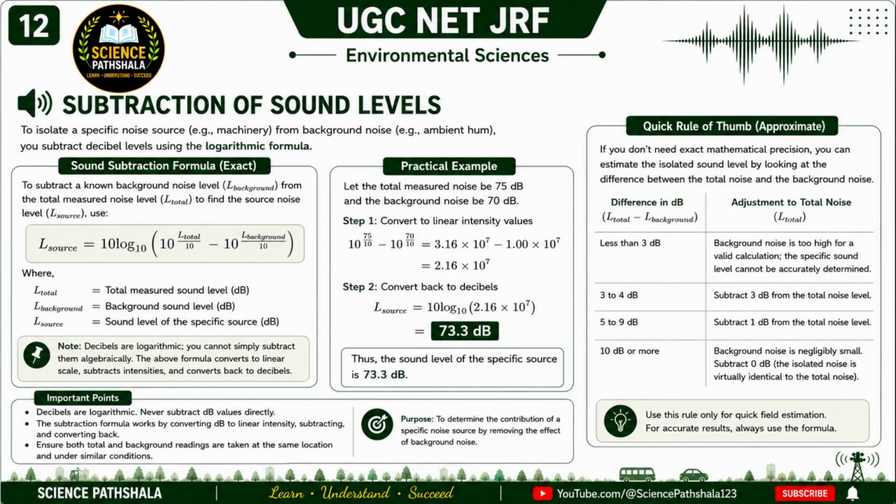It is used in field situations. If the difference between total noise and the background noise is very small, especially less than 3 decibels, then accurate subtraction becomes difficult because the background noise contribution is too high. So remember here, decibel values should never be subtracted directly by normal arithmetic methods. Always use logarithmic subtraction for accurate environmental noise analysis.